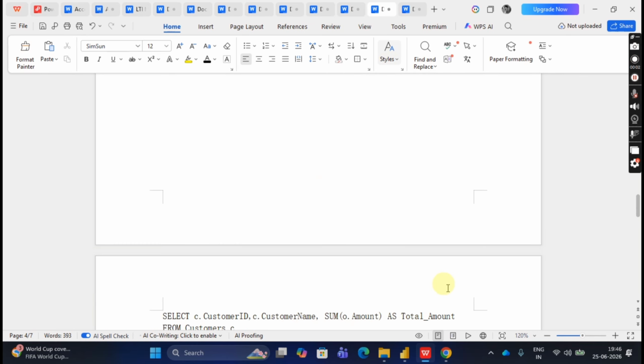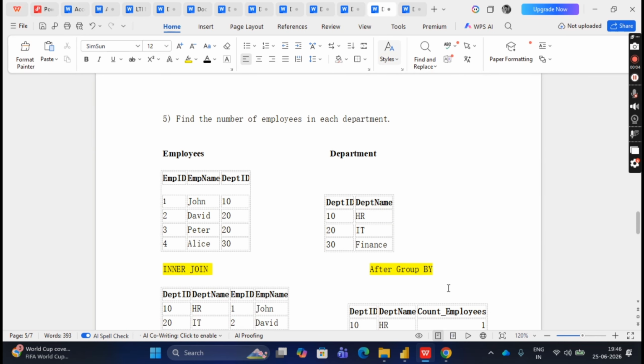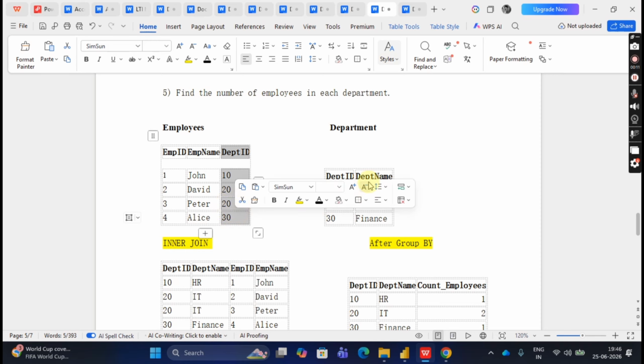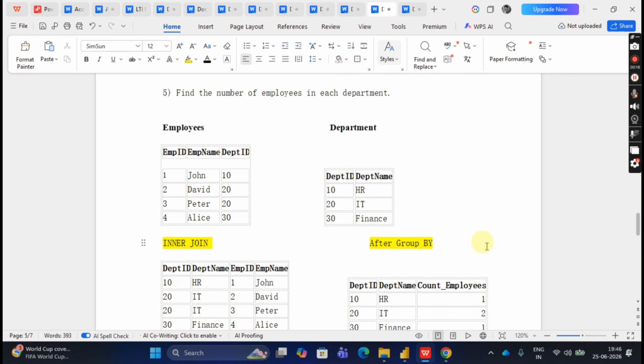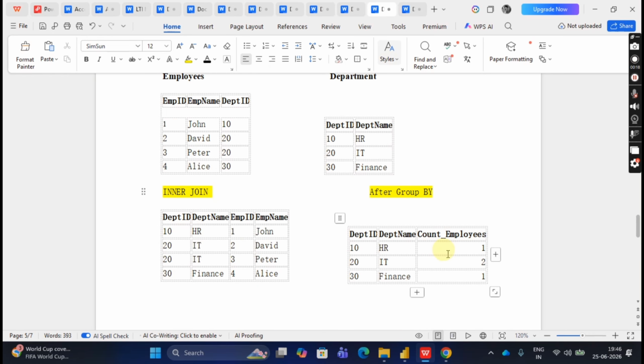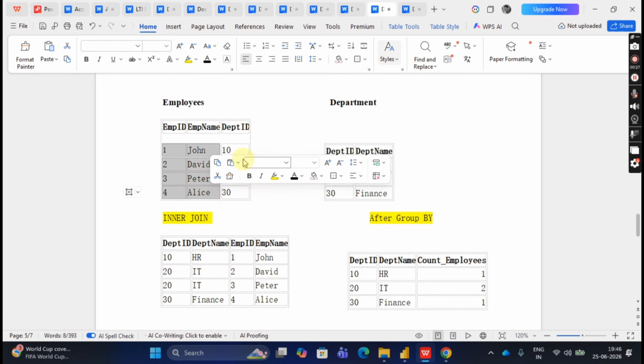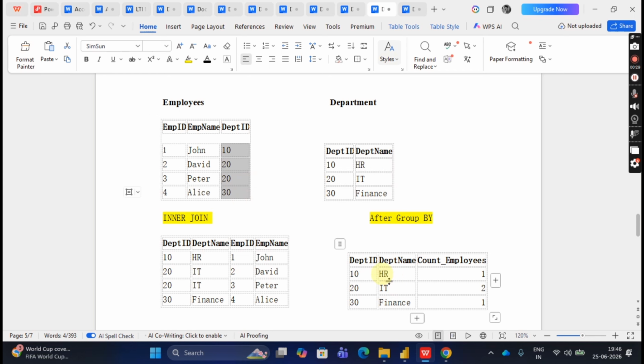So coming to the next question, find the number of employees in each department. We have the employees table and the department table, and department ID is the common column between them. In order to find the number of employees in each department, we need to perform an inner join between the department table and the employees table, because each employee in the employees table has a corresponding department. We don't have any employee who doesn't have a department.